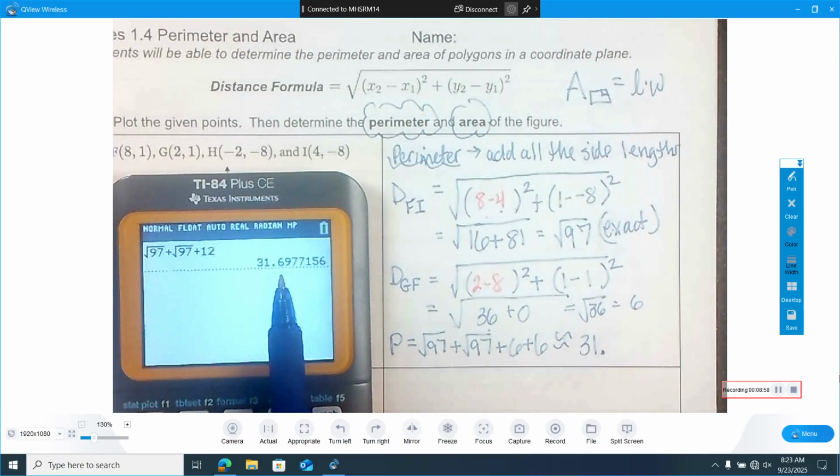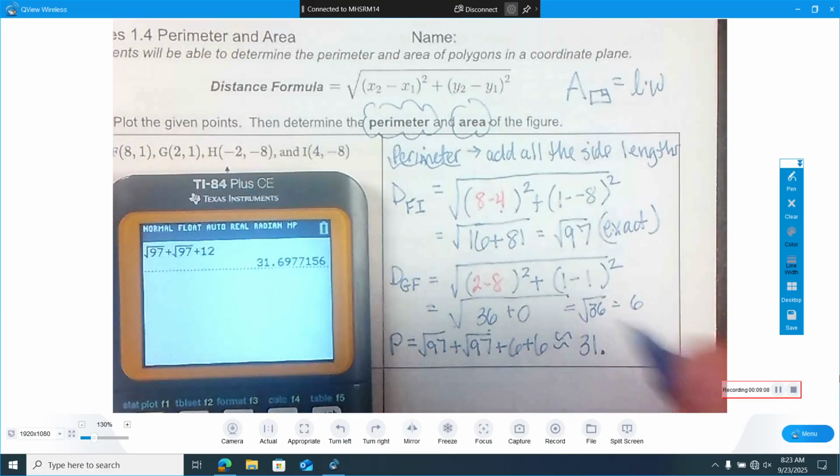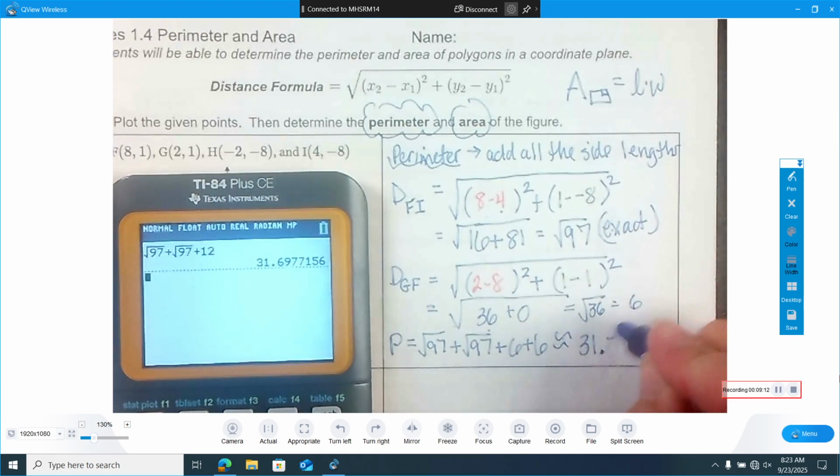To the 10th place, we look to the neighbor to the right. So we always go 1 to the right, and that 9 is going to tell me to keep the 6 or raise up the 6. And because it's a 9, we're going to increase the 6 to a 7, okay? Delta Math is very particular about rounding. So read carefully. Okay, there's the perimeter.